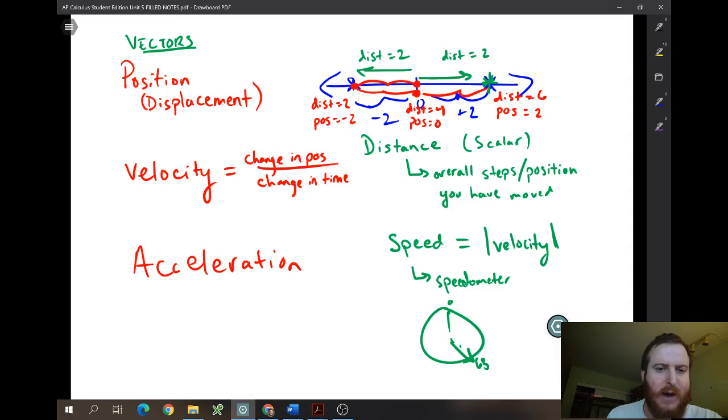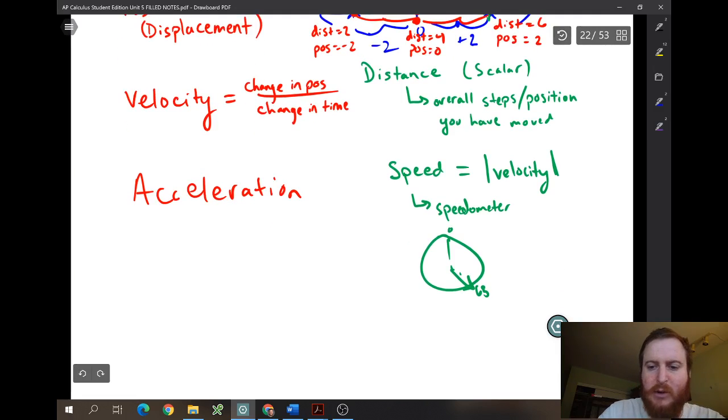Maybe you jump on the 5, right? You're on the 5 north or you're on the 5 south. You're going to end up at a different spot. Speed doesn't care about that direction. It just cares about the number. Okay. And then acceleration is a vector. There is no scalar that we attach to acceleration. So acceleration is our change in velocity divided by our change in time.